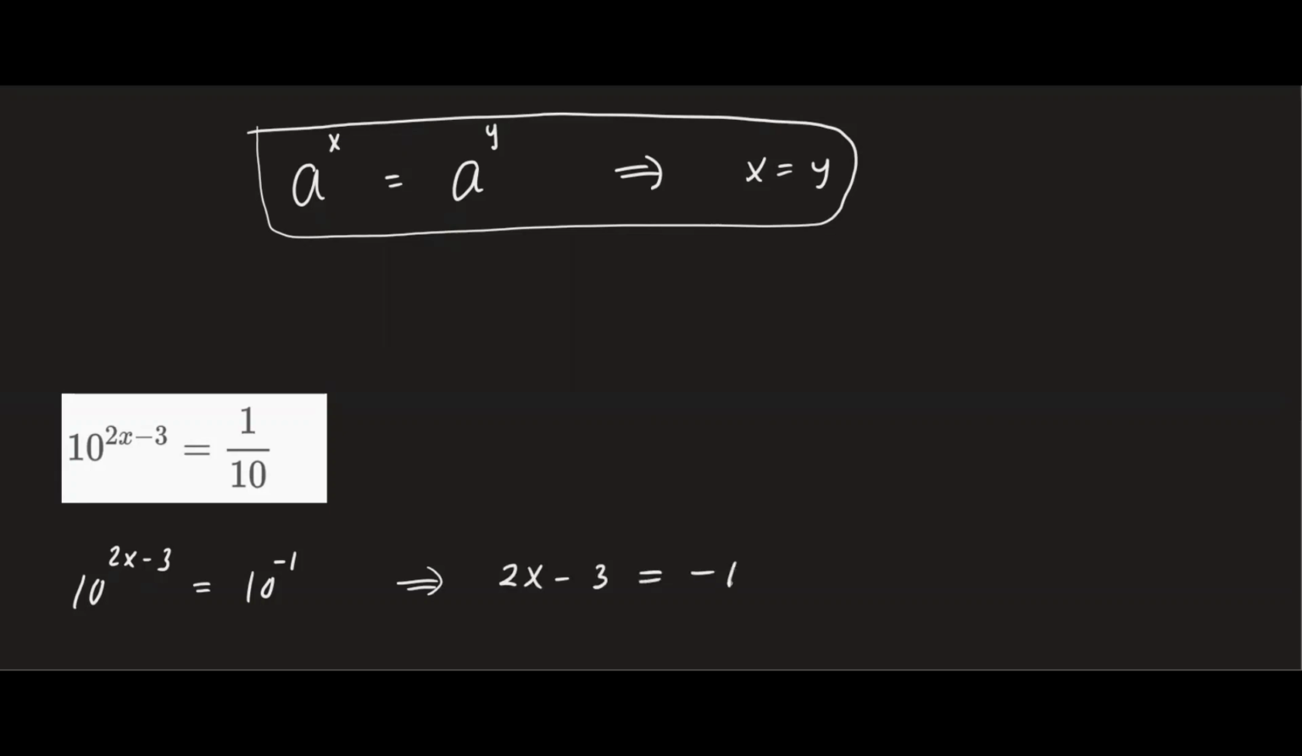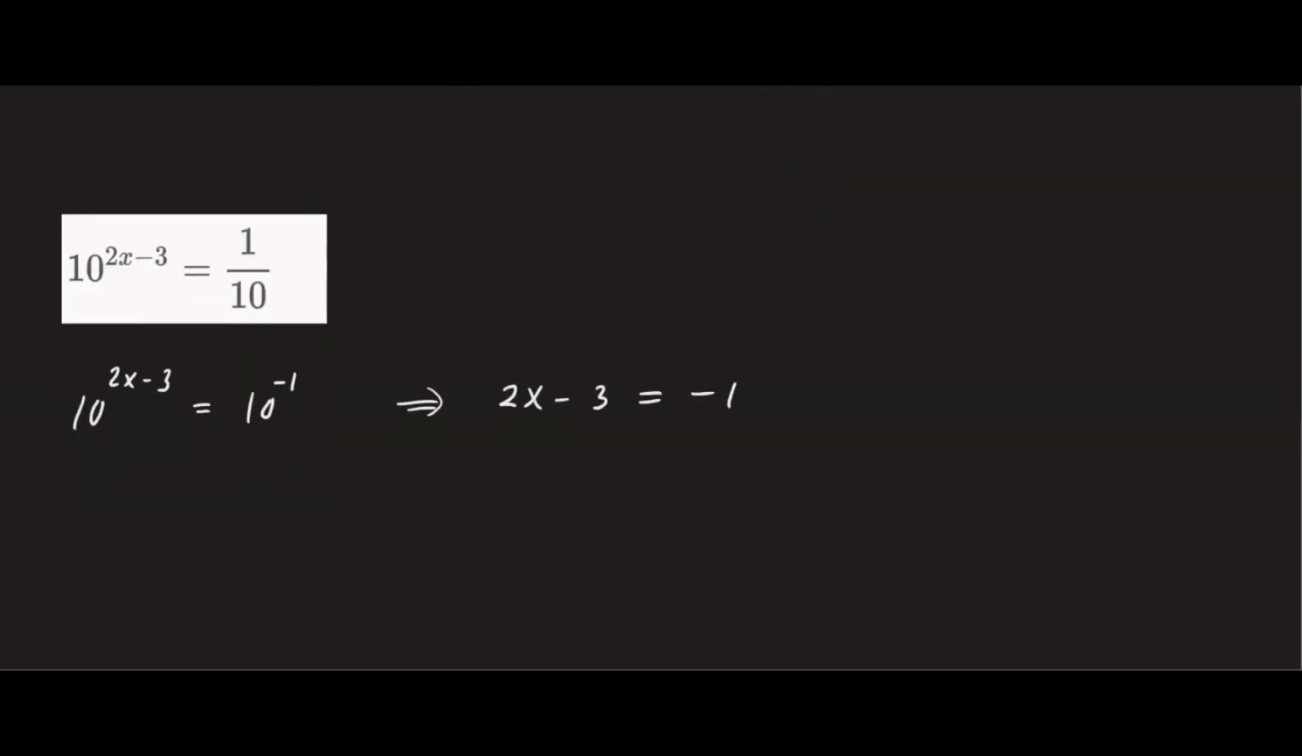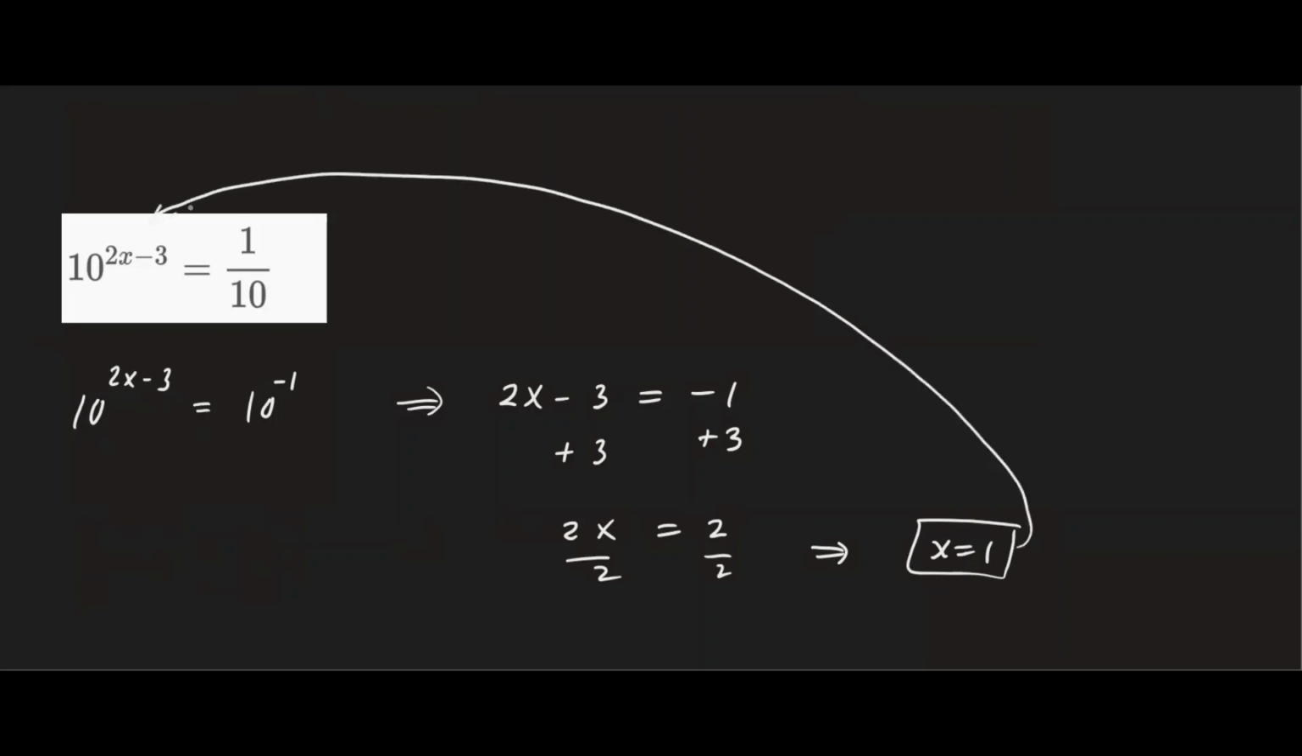And then we can just go ahead and solve that equation. We add 3 to both sides, which gives us 2x is equal to 2. Then we divide both sides by 2, which gives us x is equal to 1. So there you go. If you want to do the check, you can plug in 1 for x in this function, and you will see 1 over 10 is equal to 1 over 10.